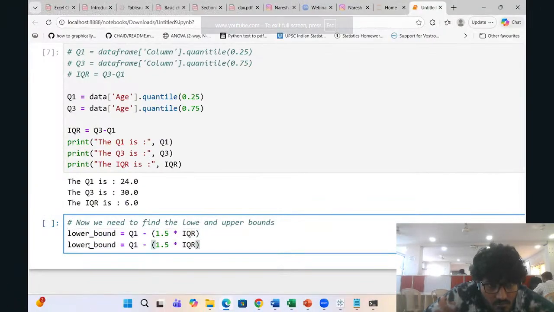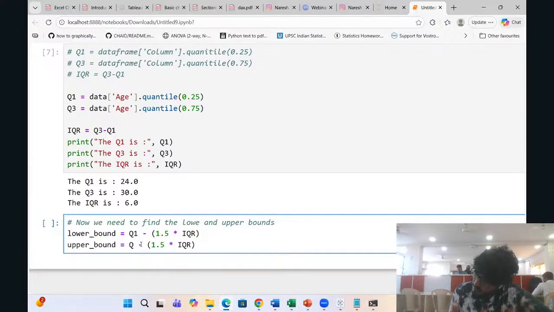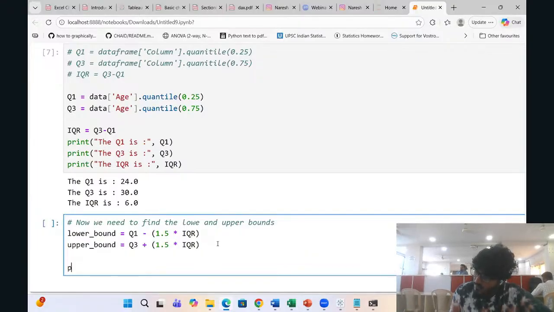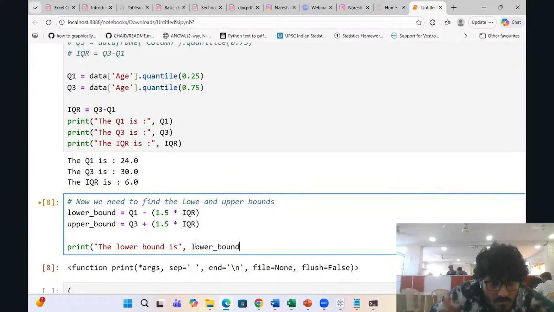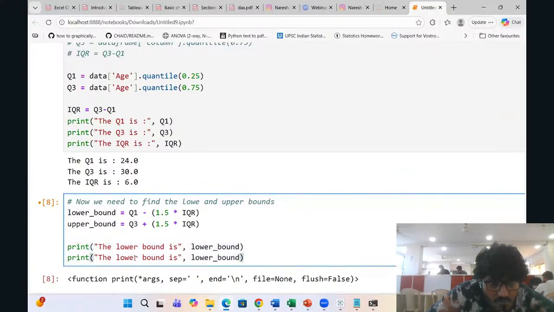Same way, I wanted to find the upper bound. How can I find the upper bound? So let's say upper bound is equal to Q1 minus 1.5 into IQR. Sorry, Q3 plus 1.5 into IQR. Do it. After that, let me print the lower bound. Same way, I want to print the upper bound. Okay, then shift enter.